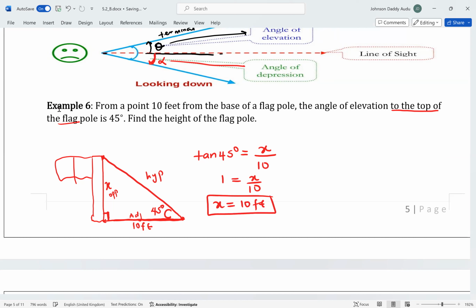So the height of the flagpole is just 10 feet as well.